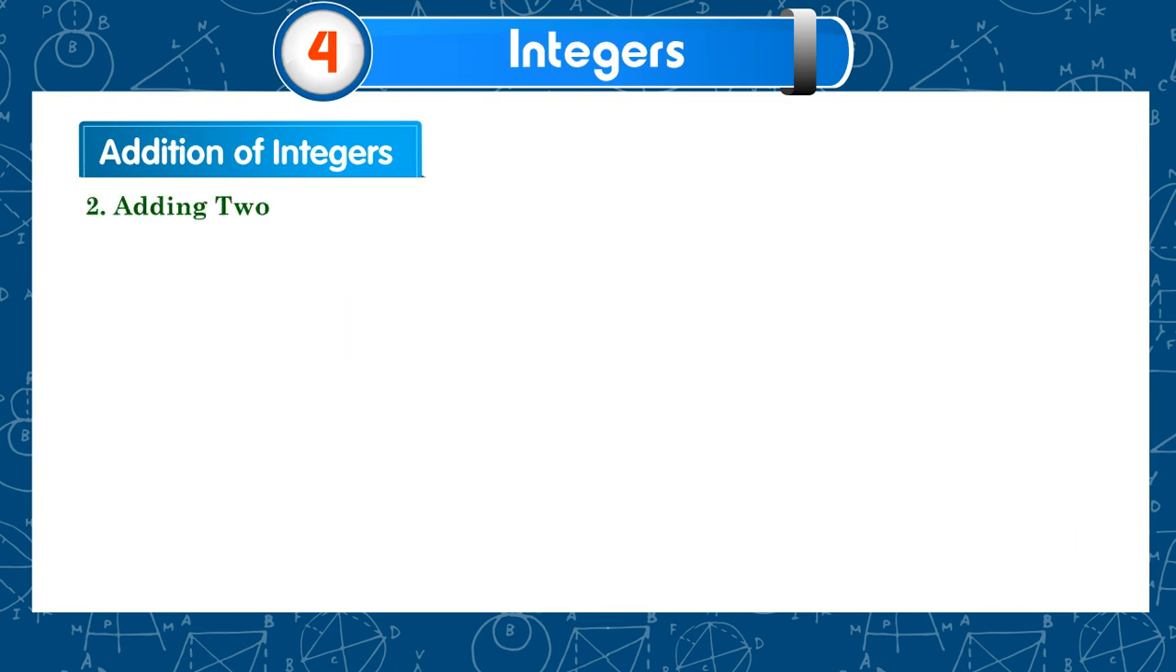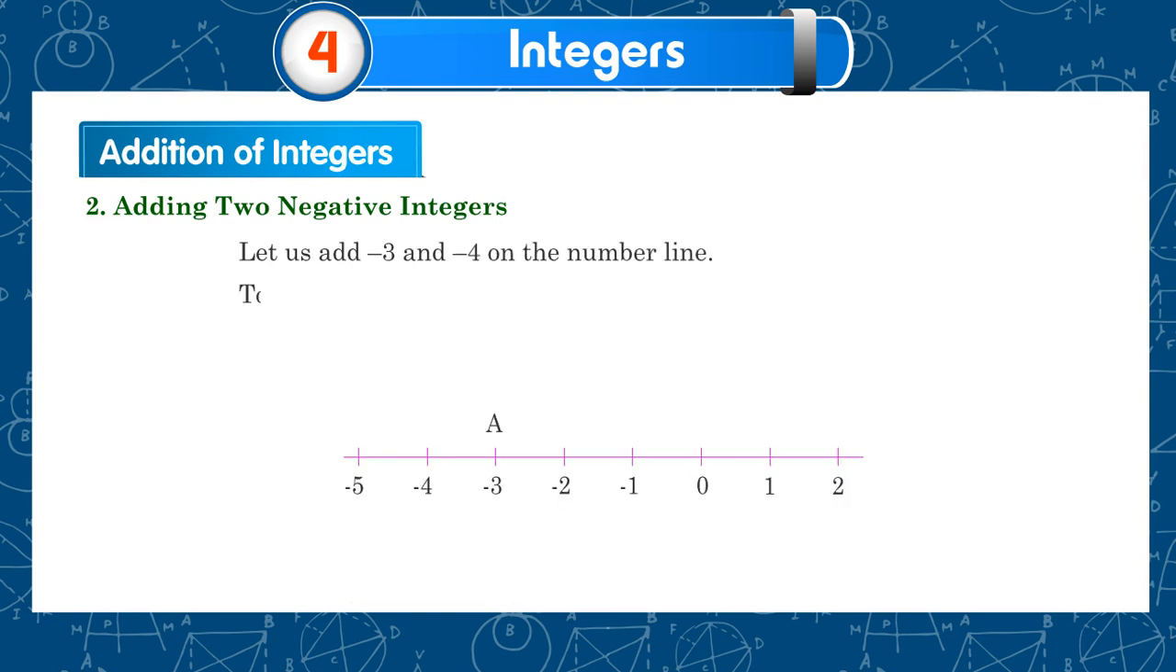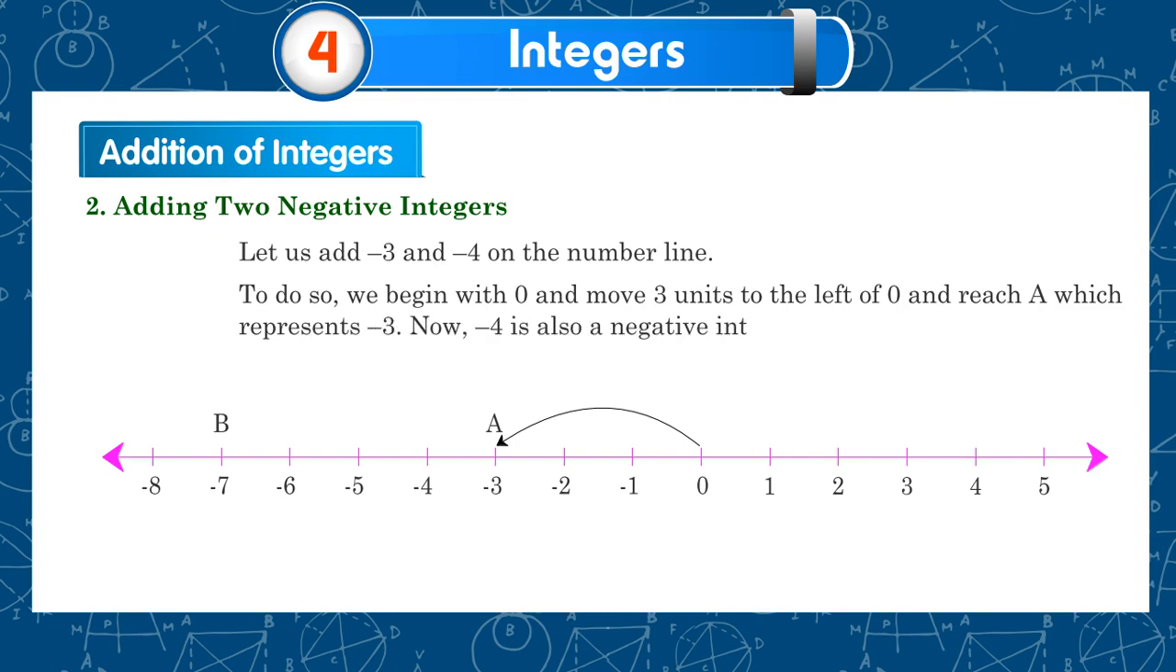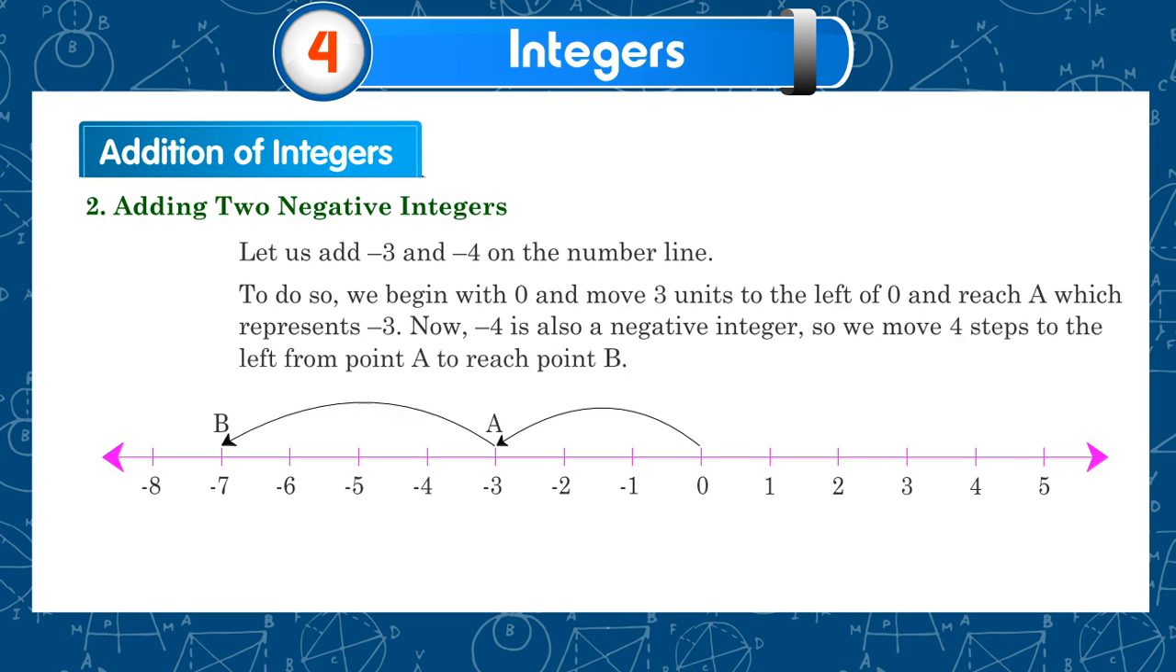Adding two negative integers. Let us add -3 and -4 on the number line. To do so, we begin with 0 and move 3 units to the left of 0 and reach A, which represents -3. Now -4 is also a negative integer, so we move 4 steps to the left from point A to reach point B. Point B represents -7, so -4 plus -3 equals -7.